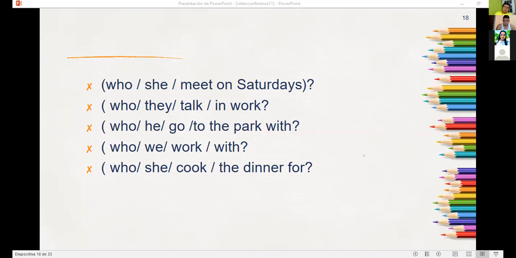Yesenia again. The first. Ah, the first one. Okay. Who does she meet on Saturdays? Very good. Okay, so who's next? Senia. Vamos a ver. Permítame. Okay. Wilfredo. Who do they talk to at work? Very good. Nice. Wilfredo, who's the next one?